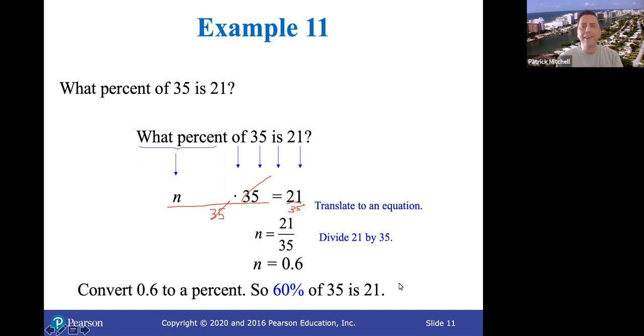So this is definitely something you can use in your real life whenever you take a test or a quiz in any class. And if the total number of points is not 100, maybe it's 35 points, and you get 21 points out of 35, you want to make that into a percentage. This is how you do it.